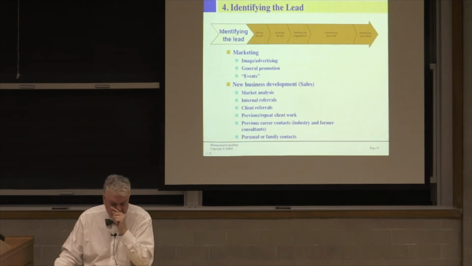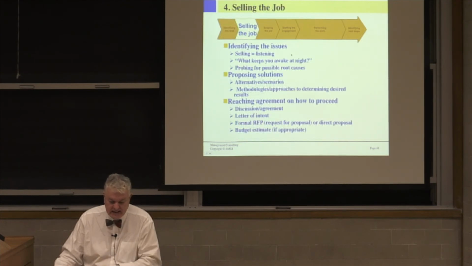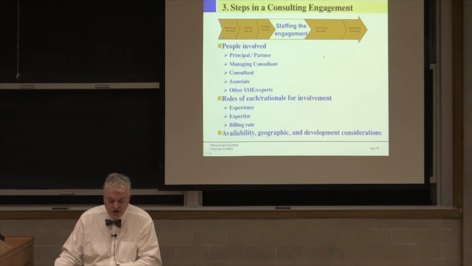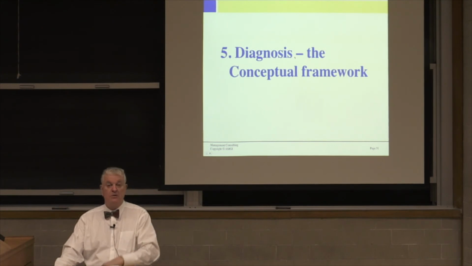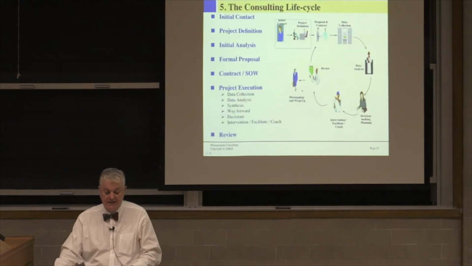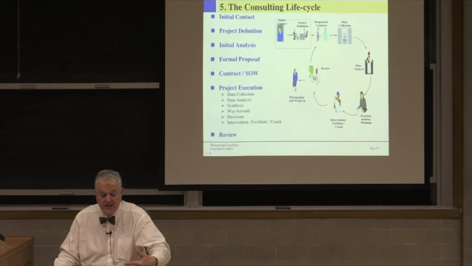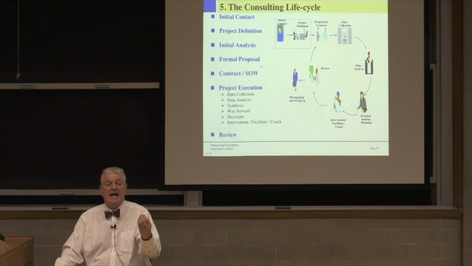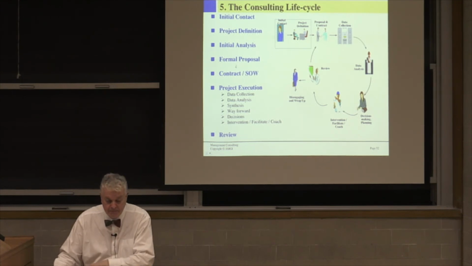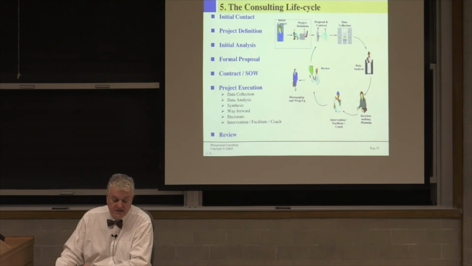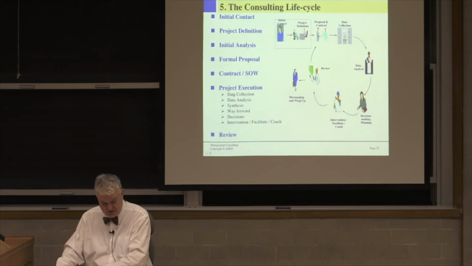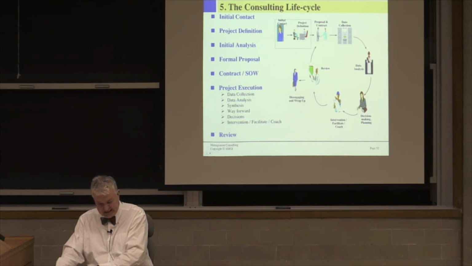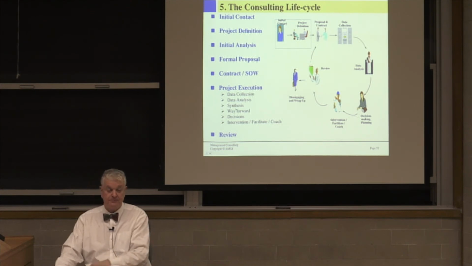These are just the stages we'll go through: identifying the lead, selling the job, scoping the job, staffing the engagement. We'll go through those details. Then diagnosing. So now you've staffed the engagement, you've got to come up with the actual diagnostics of the issues. So from your initial analysis, you've done your formal proposal, you've got a statement of work, now you execute. So we're going to talk here about data collection methods, data analysis.